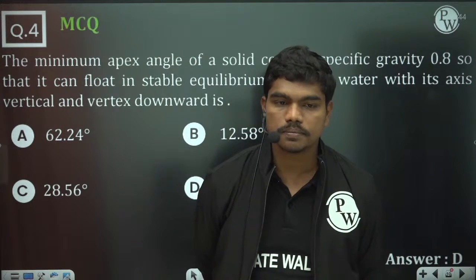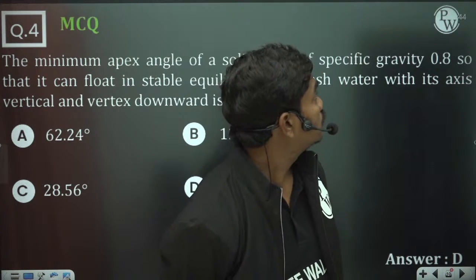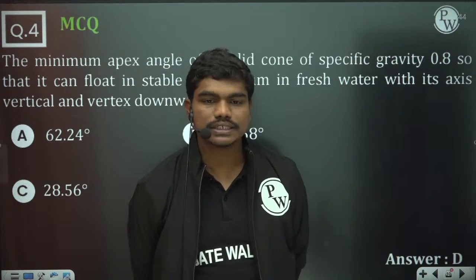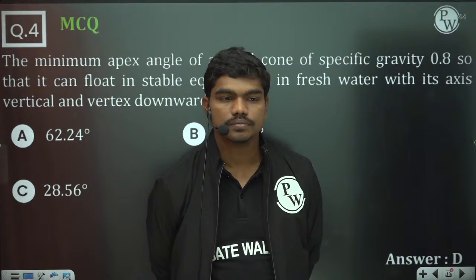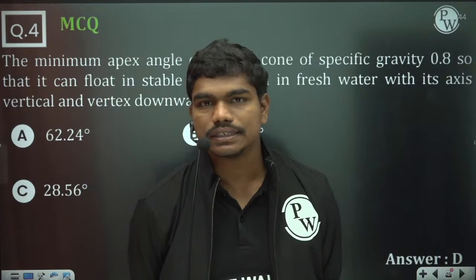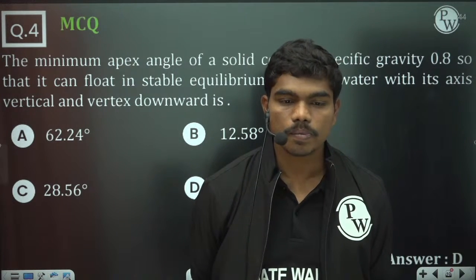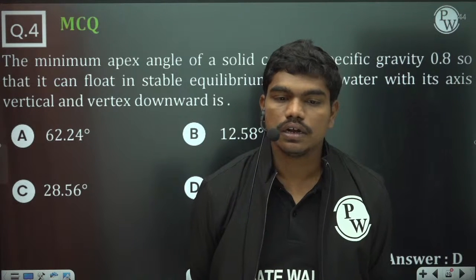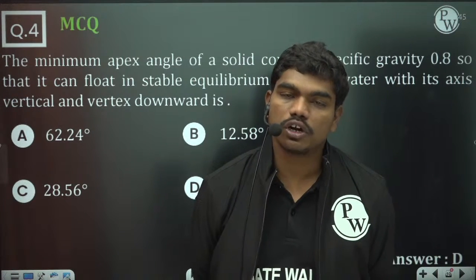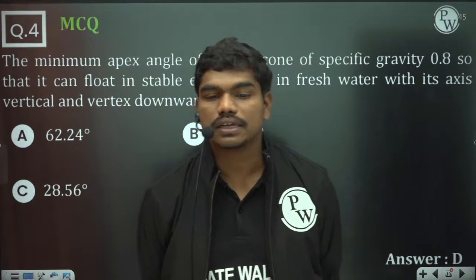So tell me, for floating bodies, what is stable equilibrium? What is stable equilibrium actually, if you see? So please type in the chat box. Anyone, all of you. What do you understand by stable equilibrium? Meta center above CG. Okay, meta center's concept and all.